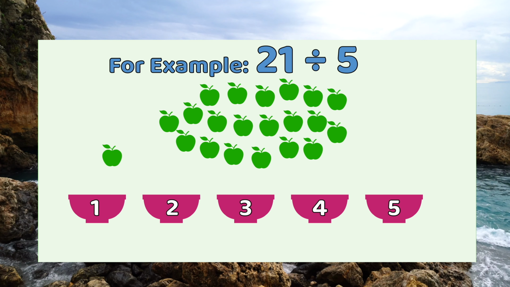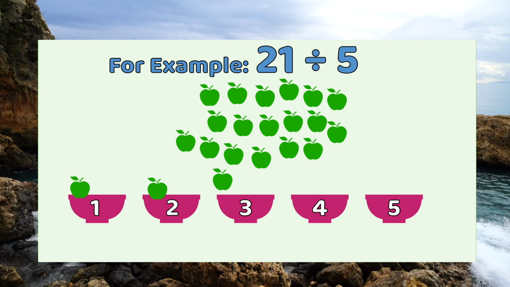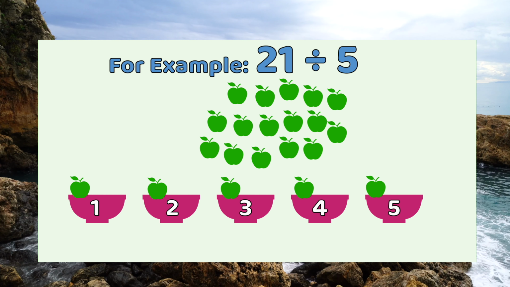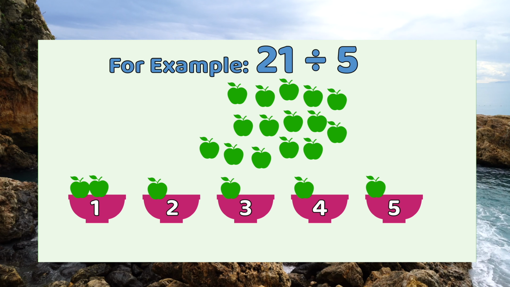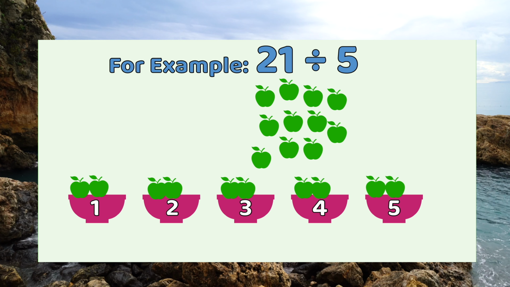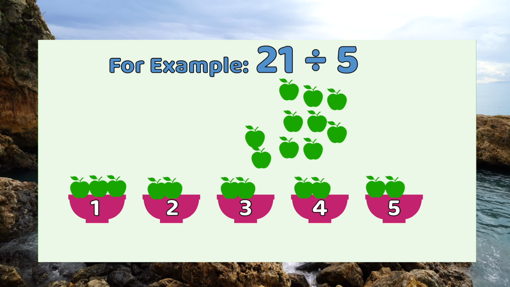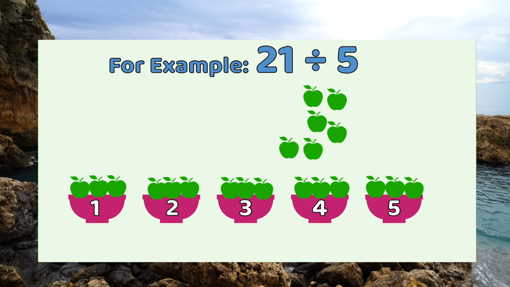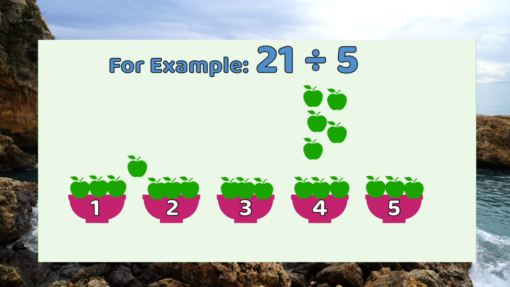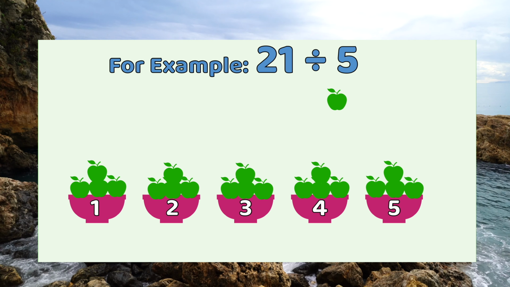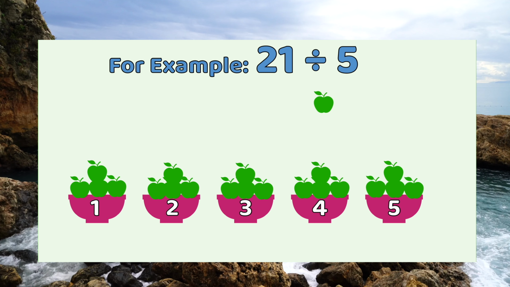So we'll take the first batch of 5. 1, 2, 3, 4 and 5. Okay, so we've got one set of 5 already. Now we'll do it again. Take another group of 5. 1, 2, 3, 4 and 5. So that's 2 sets now. And then we'll do it again. We'll keep on doing this until we've run out of apples. So now we've got 3 sets that are complete, and we'll do it again, and you can see 4 apples in each bowl, and we have 1 left over.